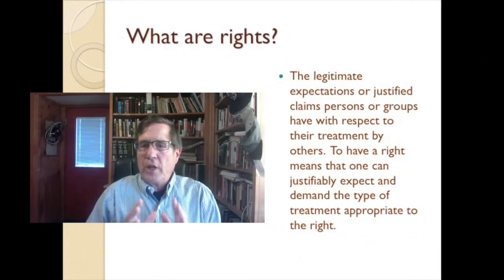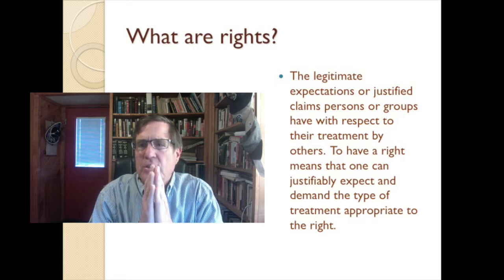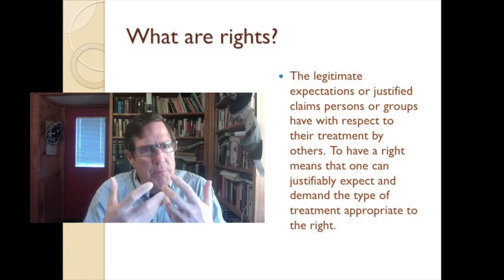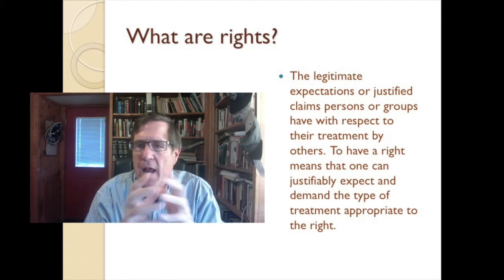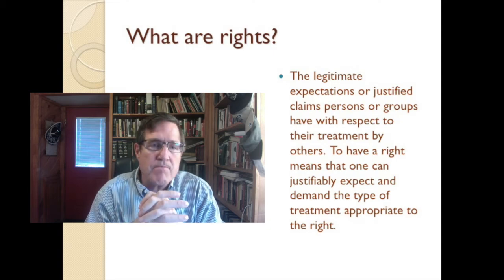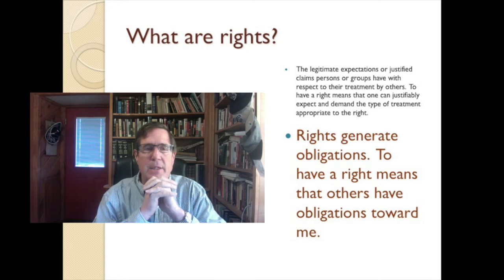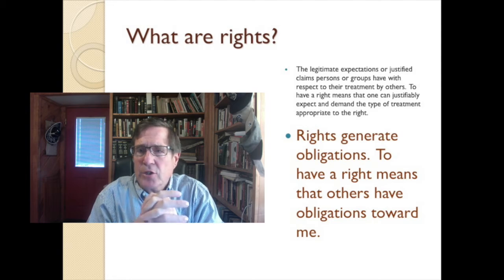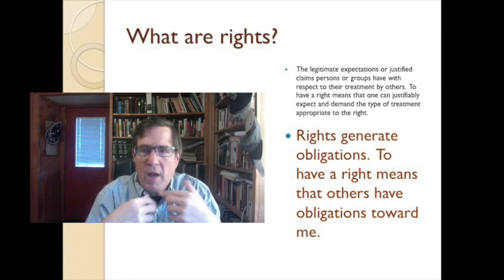Indeed, we often talk about justice using the language of rights or making claims that people have certain rights. To say that someone has a right to something is to say that that person has a legitimate expectation or a justified claim with respect to their treatment by others. To have a right means that one can justifiably expect and demand the types of treatment appropriate to the right. Another way to say this is to say that rights generate or point to obligations or a set of obligations that someone else has because you have the right.